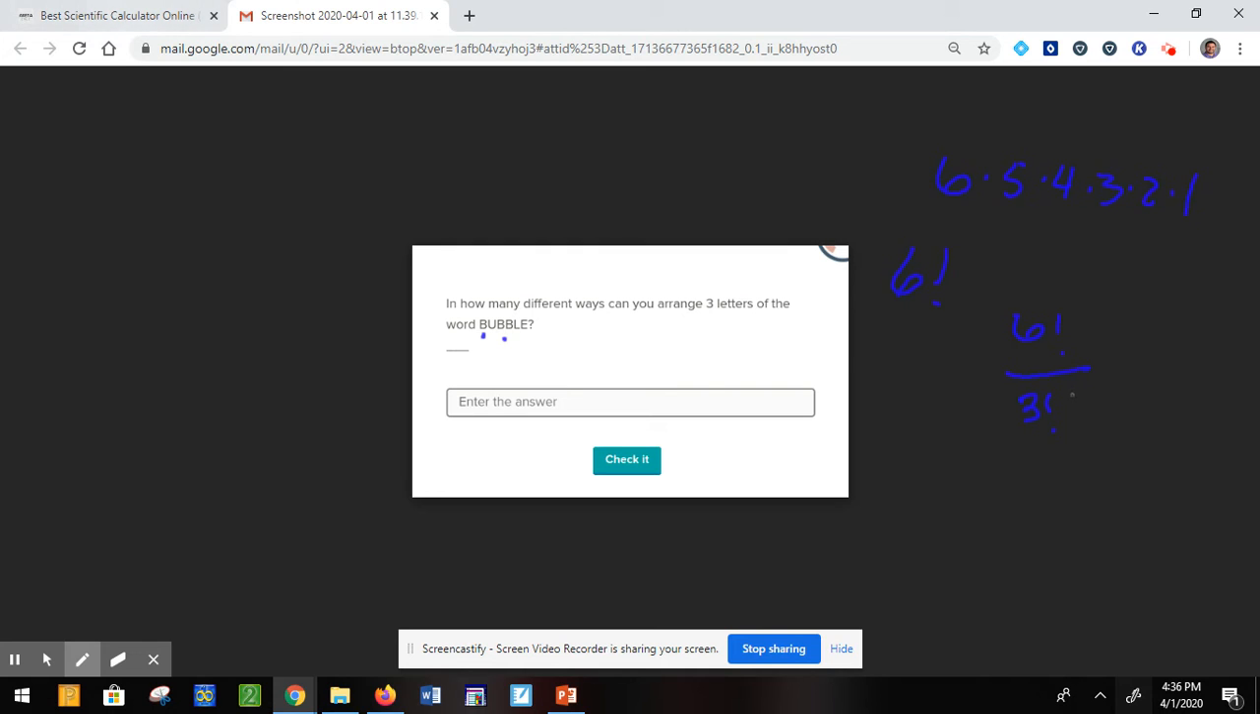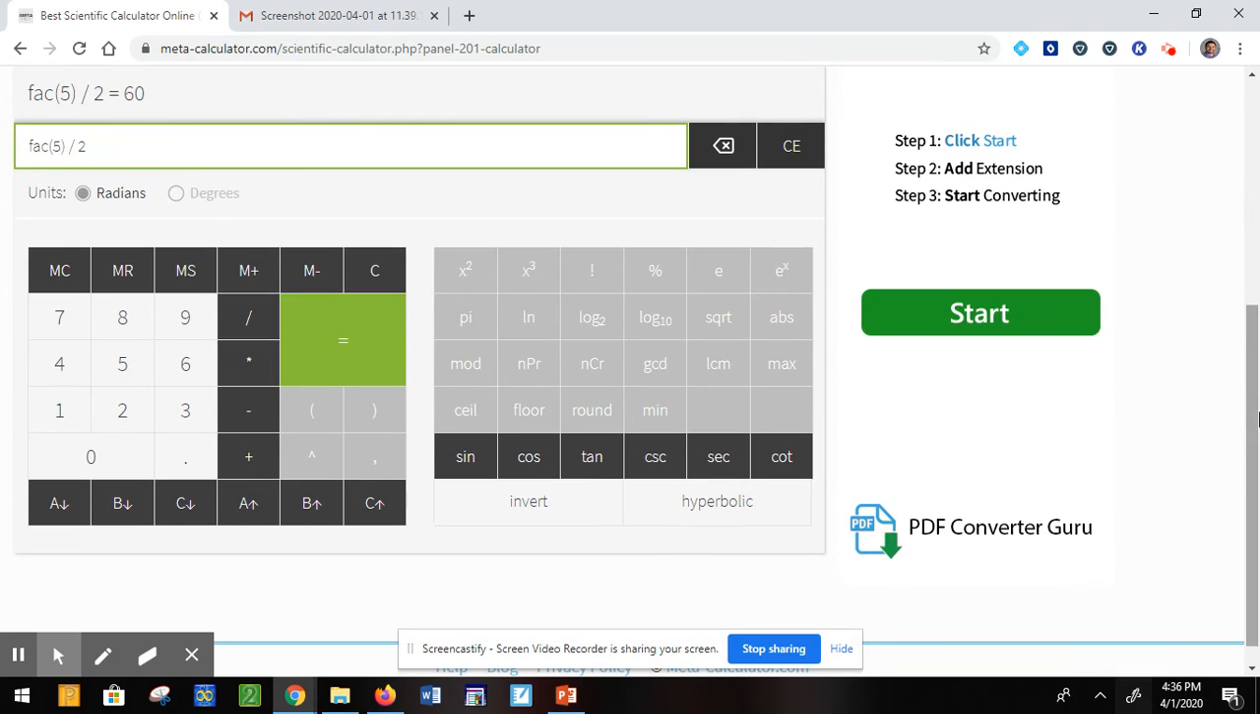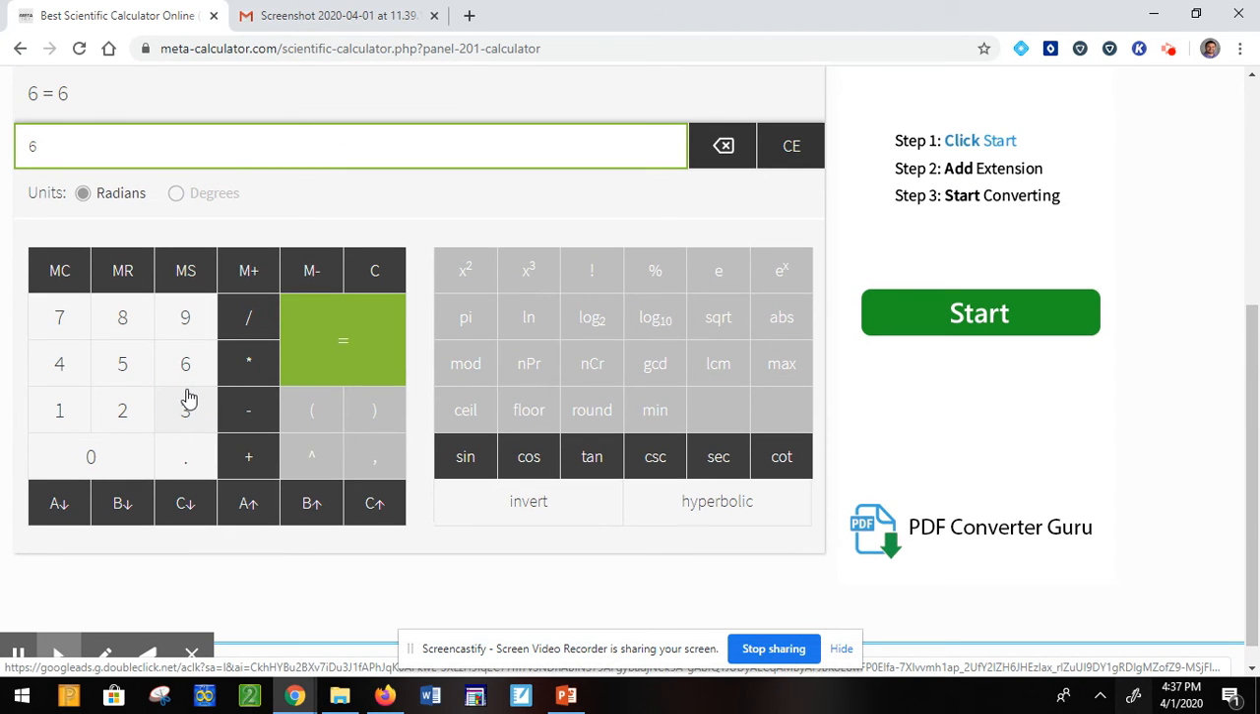If you look at that on the calculator, you can clear that out. In general, on a scientific or graphing calculator, you should have that button available. And if you don't, let me know and I can try to figure out how to do it on the graphing calculator. But if I'm just doing 6 factorial, all right, and you're going to divide that by 3 factorial.